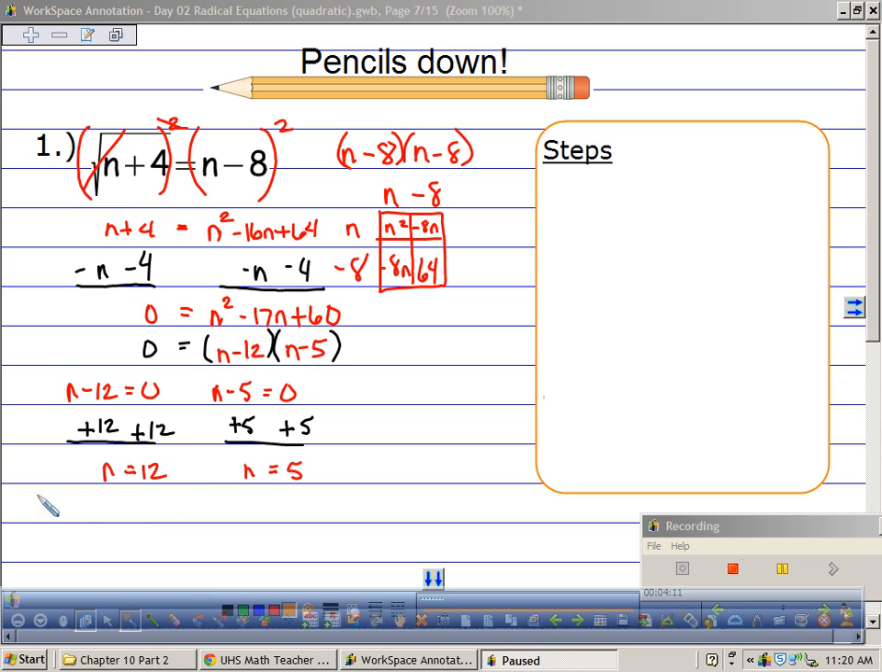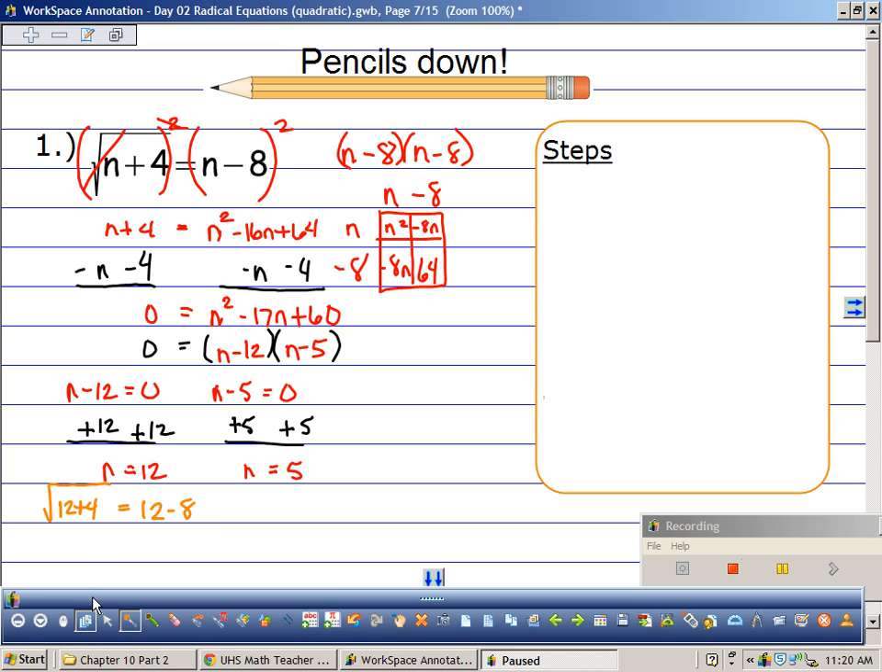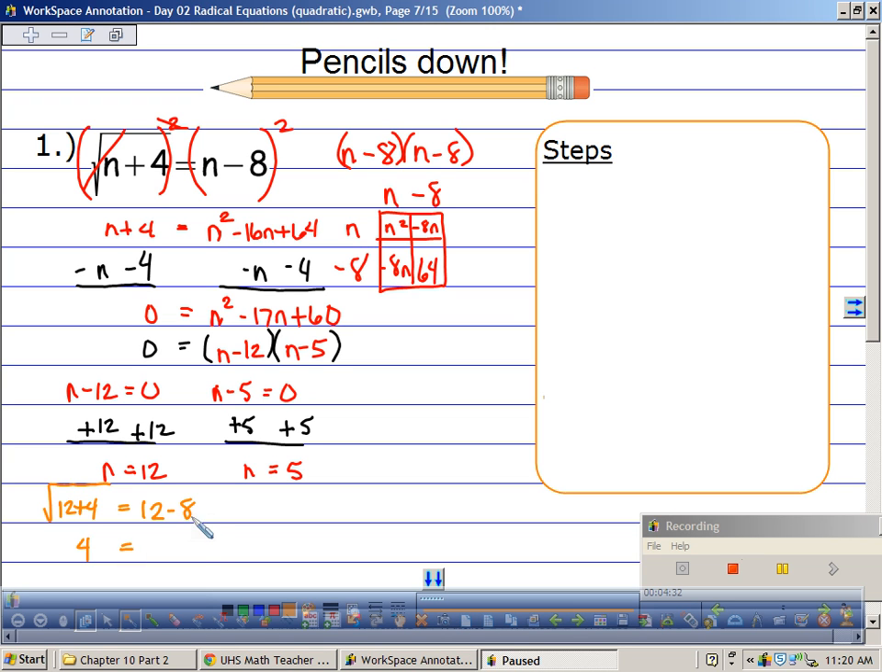My last step is I need to check both of these. So I'm going to set it up in the original equation. The square root of 12 plus 4 is equal to 12 minus 8. Does that work? 12 plus 4 is 16. The radical 16 is 4. 12 minus 8 is what? 4. This one checks.